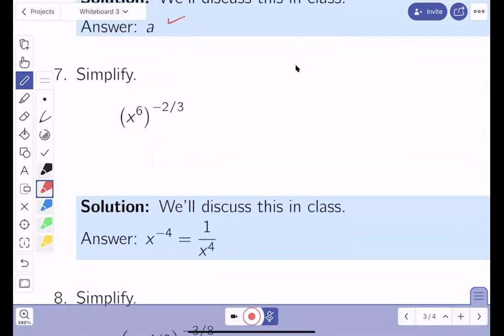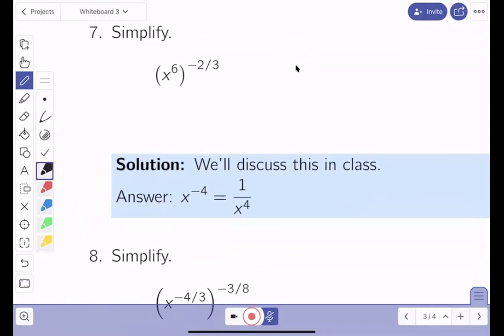So the next one, now this one's a little different. I want to put the rule over here. We're using a to the n, raised to the mth power, is going to be a to the n times m, right? Important rule. And again, the hope is that you've practiced the integer exponents and made sense out of that. So what do I do over here? Well, I'm going to write it down for you. It's going to be x to the 6 times minus 2/3.